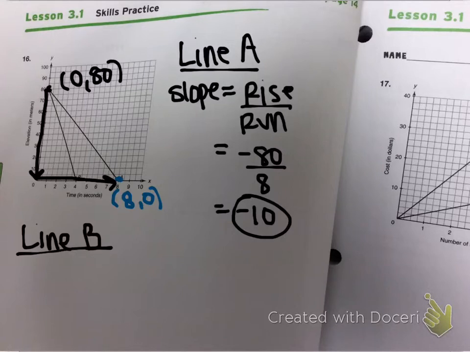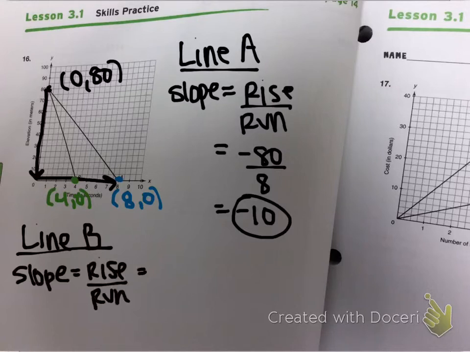So for line B, the second point I'm going to use is 4, 0. My slope equals rise over run. And again, I'm starting at 80 and I'm going to fall to 0, so that's negative 80. And then I'm going to run over to 4. So negative 80 divided by 4 would be negative 20.